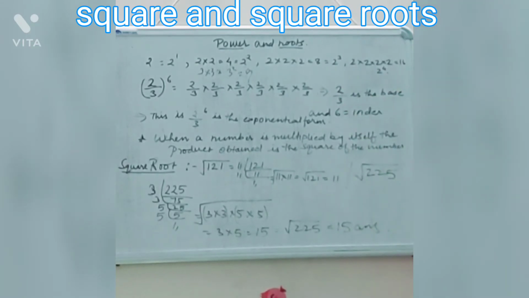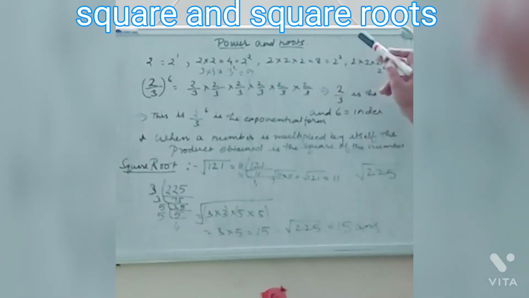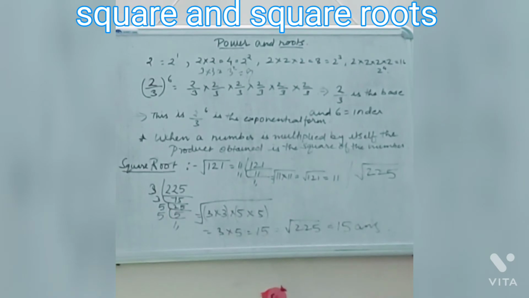The answer is 8. And if we multiply 2 four times, 2 into 2 into 2 into 2, that is 16. But we are writing 2 four times, so we say 2 to the power of 4. So this is power. I am showing you this exponential form. When we write any number with its power, we say it is in exponential form.